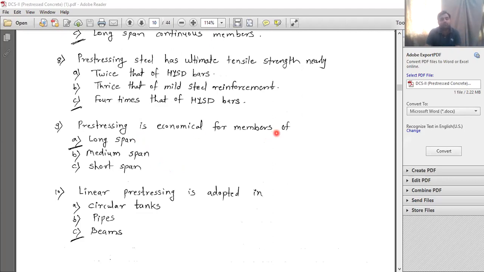Prestressing is economical for members of longer span. I have already told you, for shorter spans, we cannot use prestressing. It is uneconomical. So prestressing is economical for members of long span. Okay. Then the last one: linear prestressing is adopted in which? In circular tanks there will be circular prestressing. Then pipes also have circular prestressing. Beams, in beams we can adopt linear prestressing. Okay, so the answer is B.